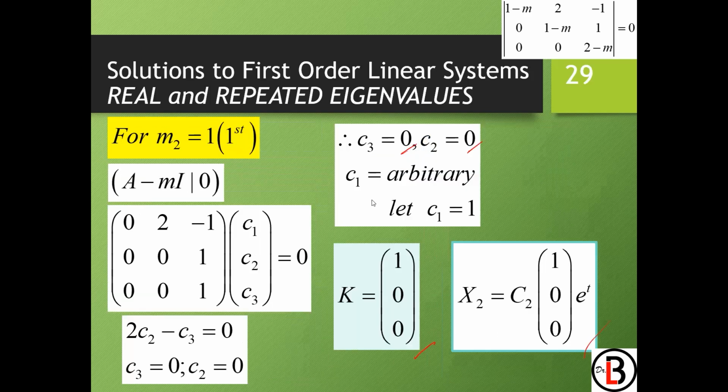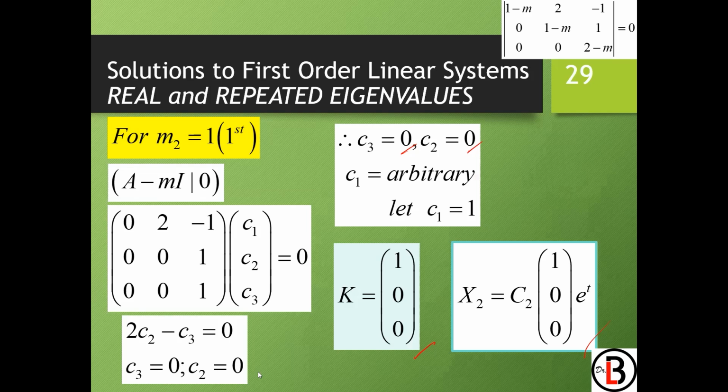Now, let's go to the next one. If m is equal to 1 for the first time, just plug 1 in this, and then you'd be able to get 0, 2, -1, 0, 0, 1, 0, 0, 1. Again, you have two distinct lines only. So from this, you get 2C2 minus C3 is equal to 0, and C3 is equal to 0.